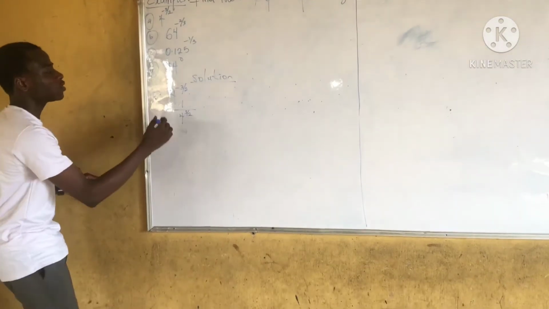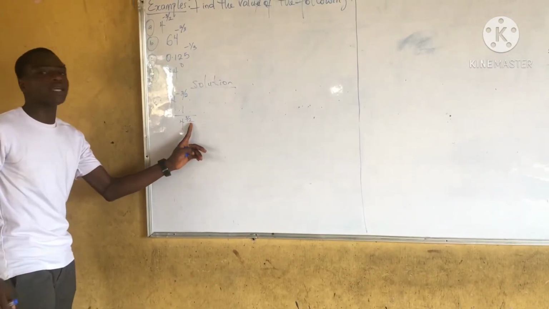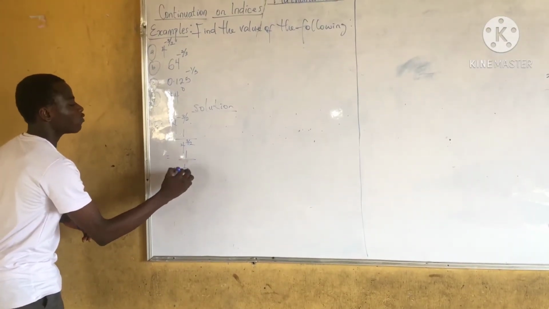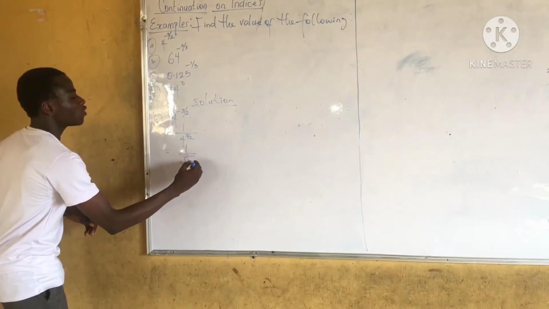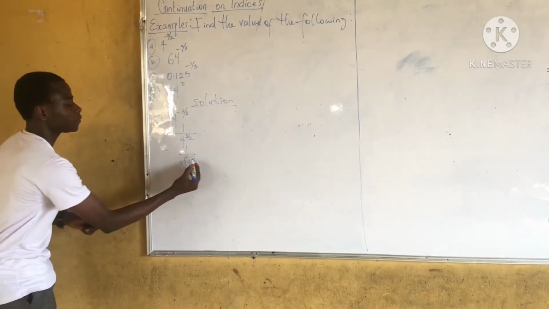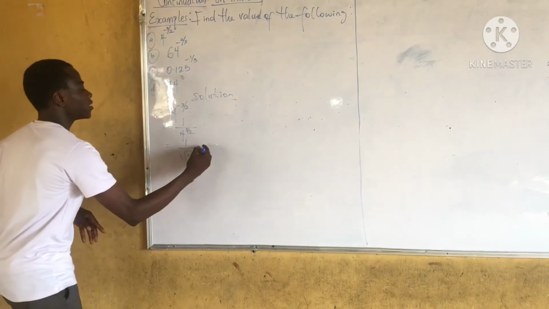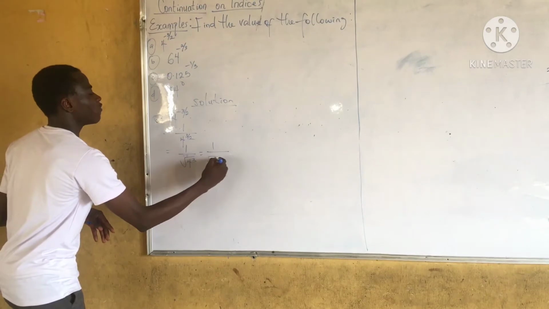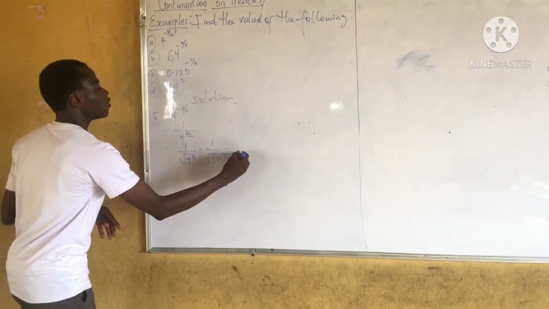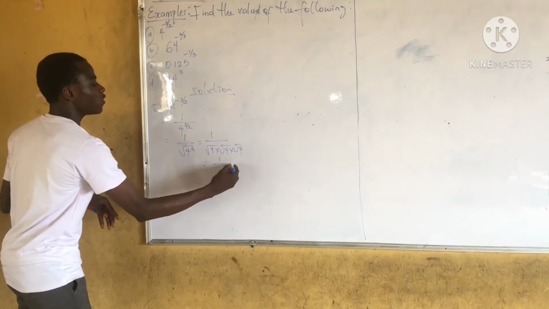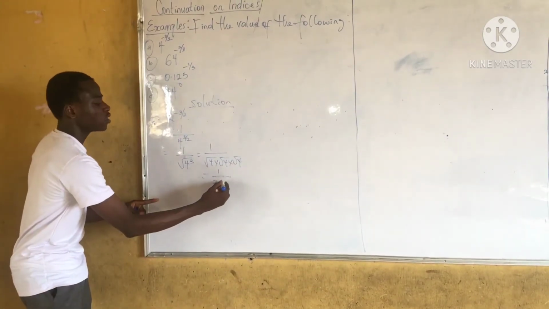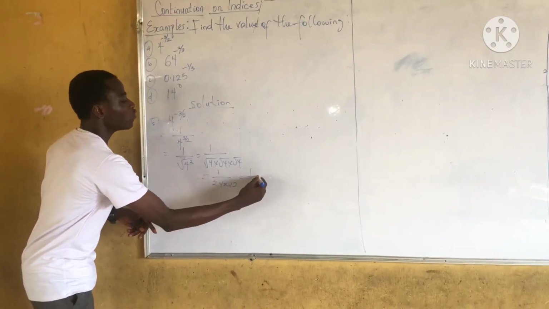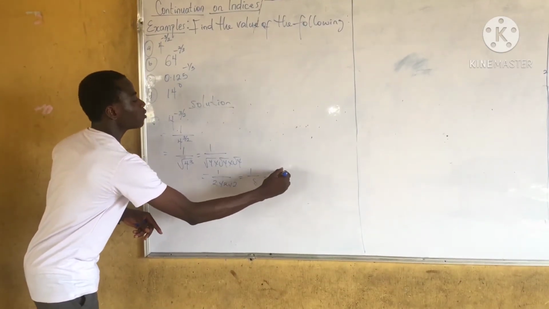That's the first one. The next one, to turn this over 2 here to square root, we say 1 over square root of 4 raised to power 3. Now we split by saying 1 over square root of 4 times square root of 4 times square root of 4. So the square root of 4 here is 2. Square root of 4 here is also 2. Here also is 2. So the answer is 1 over 8. Or we say 8 raised to power minus 1.